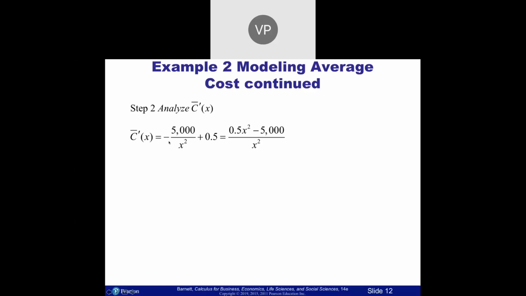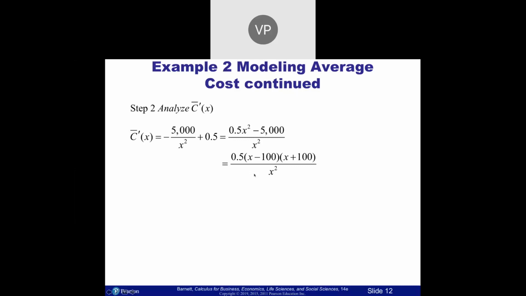So how they went from here to here, we just got a common denominator. Make this x squared, so that's why we have 0.5x squared minus 5,000 over x squared. So remember our process. Once you get the derivative, find the domain. Now, one more step they did here: they factored out the 0.5. We had x squared minus 10,000, and then they did the difference of two squares on this. Okay, that would have worked in the next step.